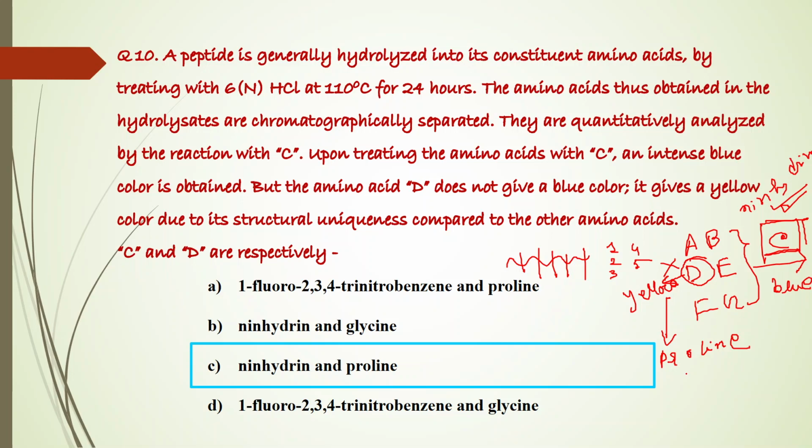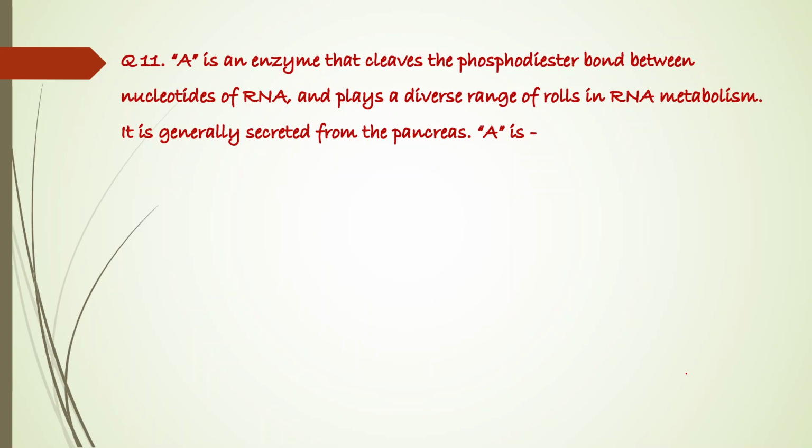Okay. Moving to the next question. It is stating A is an enzyme that cleaves the phosphodiester bond between nucleotides of RNA and plays a diverse range of roles in RNA metabolism. It is generally secreted from the pancreas. What is A? So again they are talking about an enzyme A which breaks the phosphodiester bonds that exist in case of RNA.